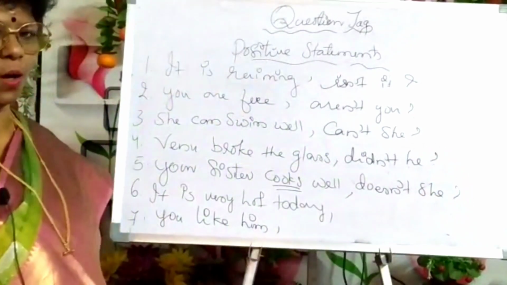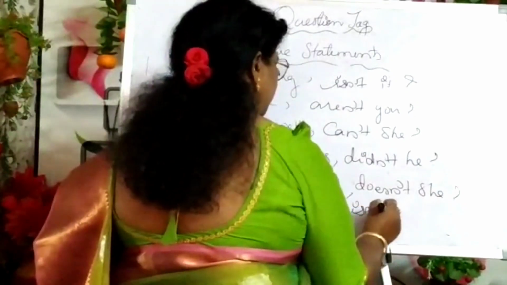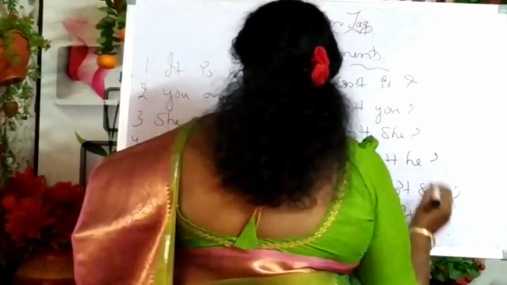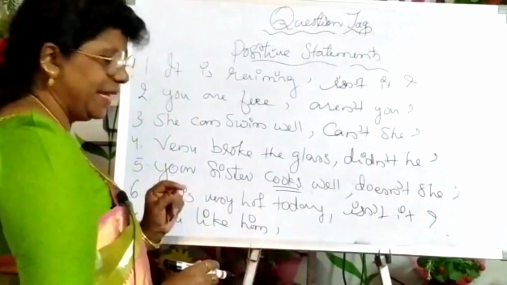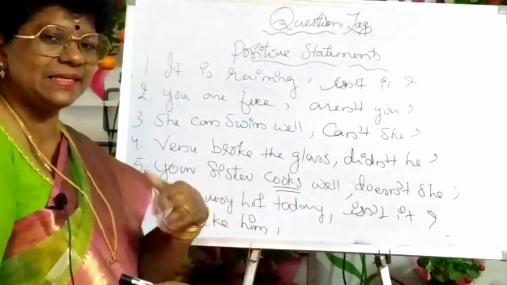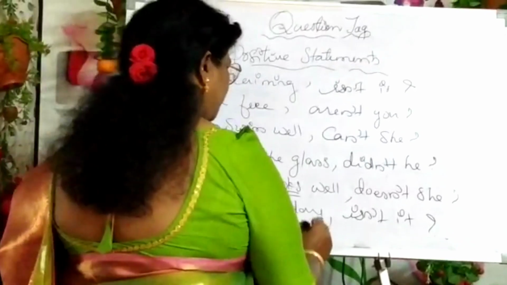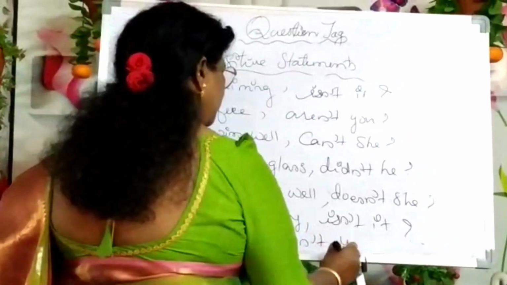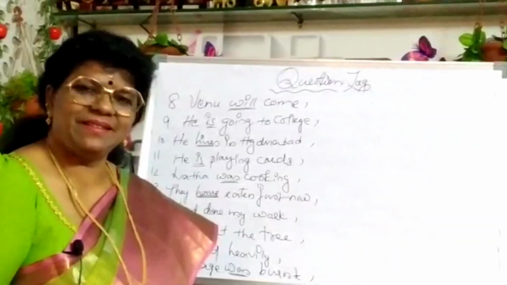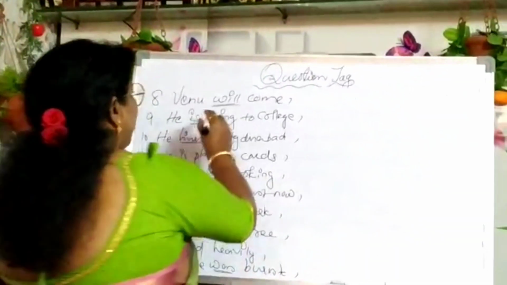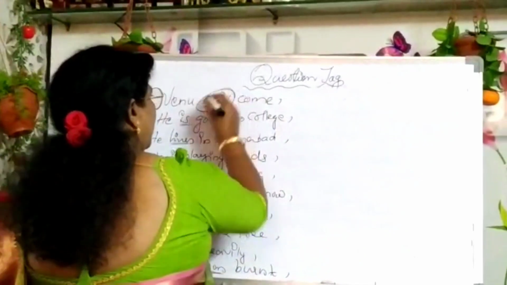It is very hot today, isn't it? You like him. We have to break here. Do plus like. Don't you? Okay, fine. Some more examples. Venu will come. Will. Won't he?